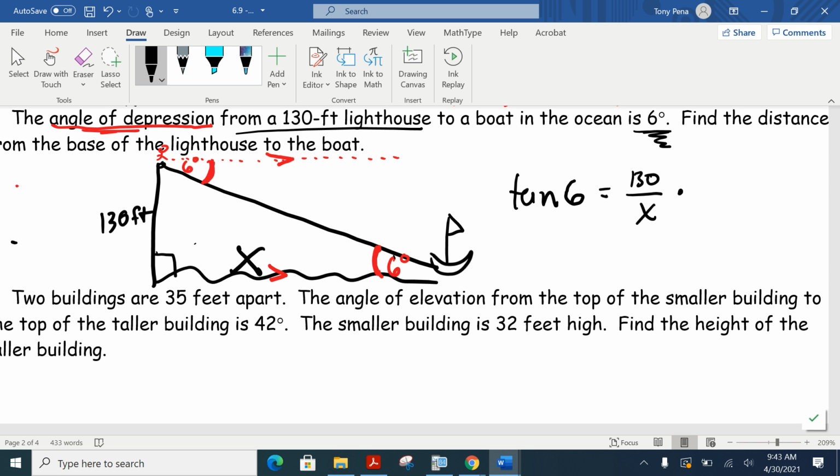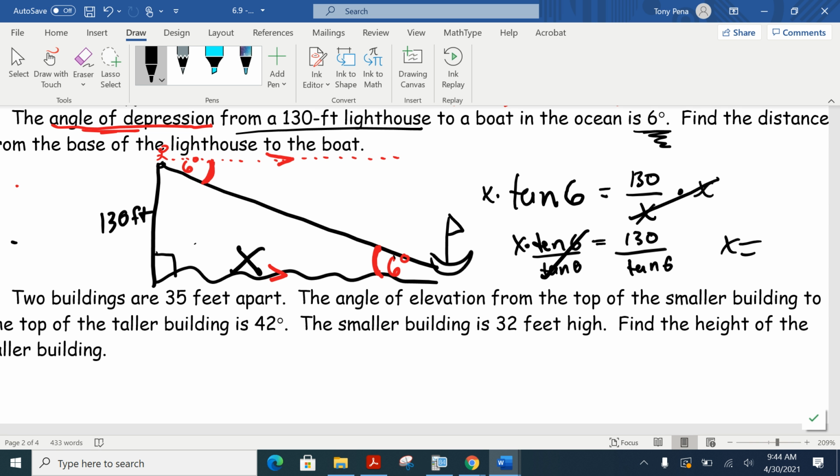All right, so multiply by x. We don't want that x in the denominator, so we're now left with x times the tangent of 6 equals 130. Since x is getting multiplied by the tangent of 6, if I want to get the x by itself, I need to divide the tangent of 6 over. Now that's gone. Now the x is all by itself.